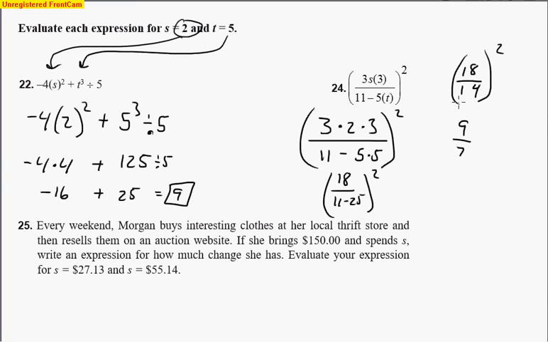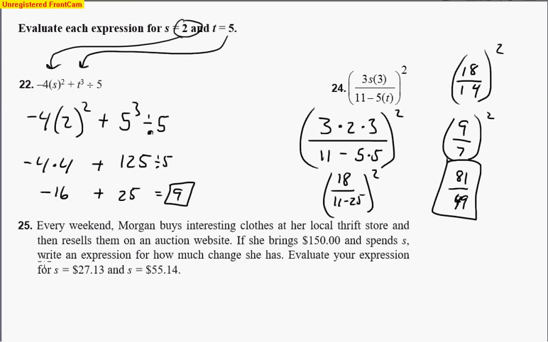And so from this point, I can go ahead and square both of those numbers. And so when I end up squaring the 9, I get 81, and squaring the 7 gives me 49. So 81 over 49.